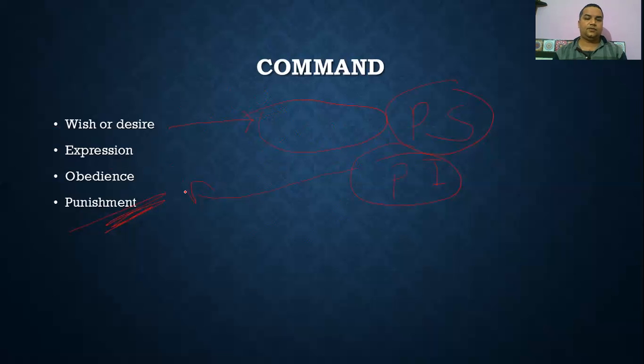So there are four essential requisites of the command. Number one is wish or desire. Number two is that such wish or desire must be expressed. And after that, once it is expressed before the political inferior by the political superior, the obedience must be observed. Otherwise, punishment will be inflicted.